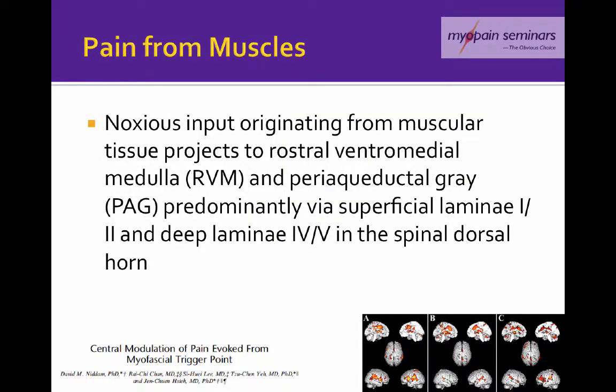Studies by Niddam, who provoked myofascial trigger points in the upper trapezius muscle, showed that this kind of noxious input from the muscle projects to the rostral ventromedial medulla and the periaqueductal gray. The input in the dorsal horn is predominantly through the superficial lamina 1 and 2 and the deep lamina 4 and 5 in the spinal dorsal horn. You may recall that these laminae of Rexed, R-E-X-E-D, determine to a great extent what happens with the processing of input.